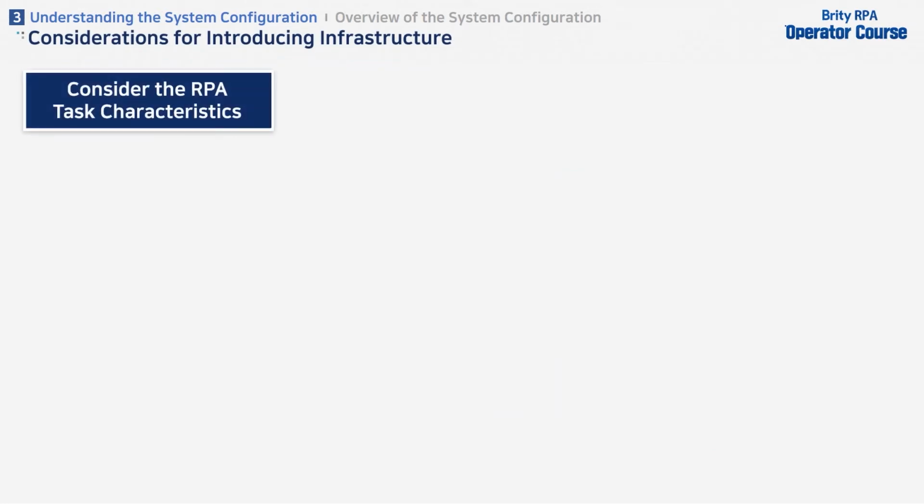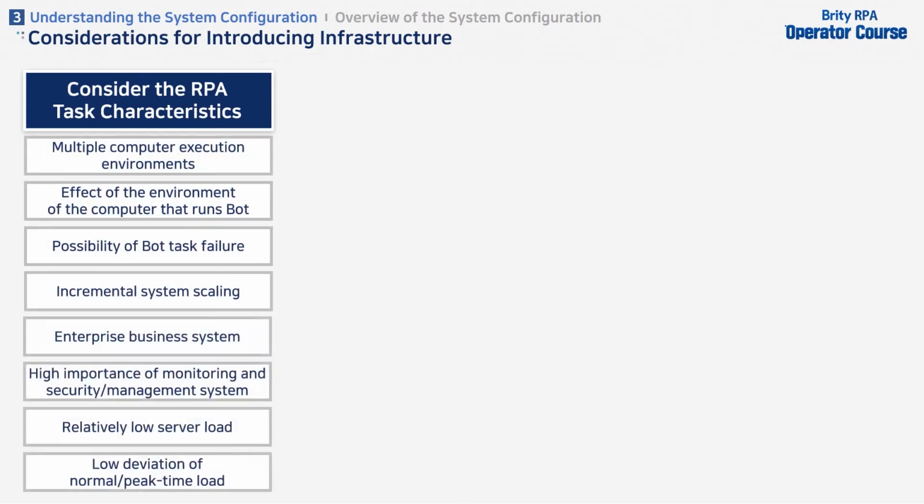When introducing an initial RPA solution, you must consider the configuration of your infrastructure. First, it is important to review the purpose of introducing the enterprise business, the characteristics of the RPA system, and business requirements comprehensively. When introducing the RPA, it is necessary to sufficiently verify the effectiveness of the introduction compared to the cost.